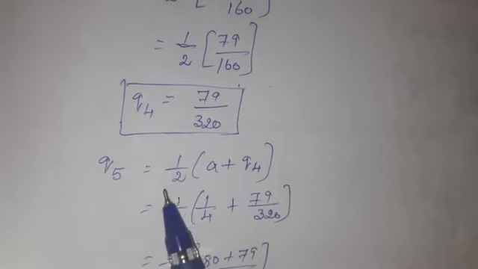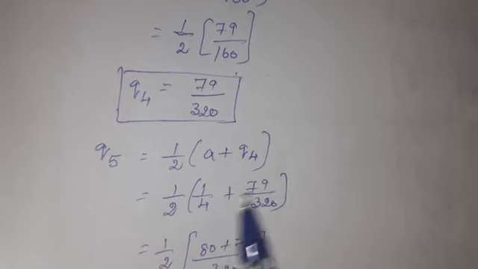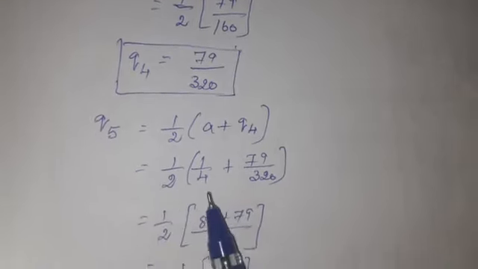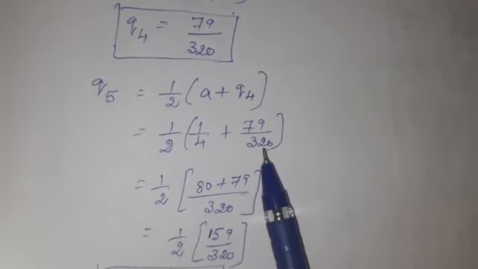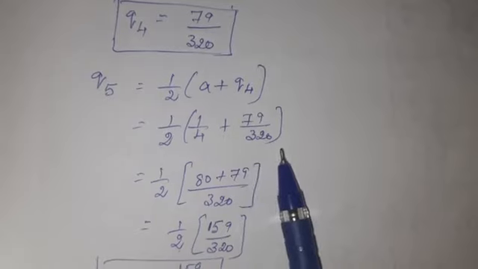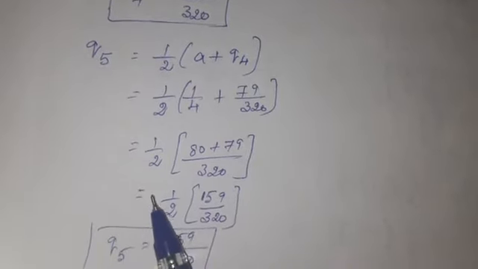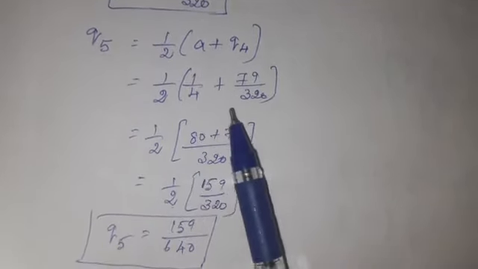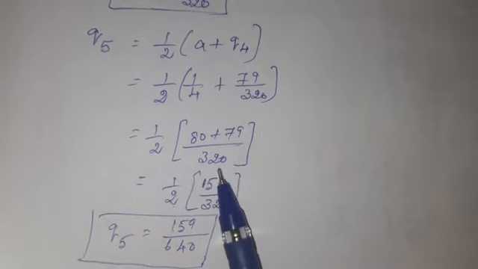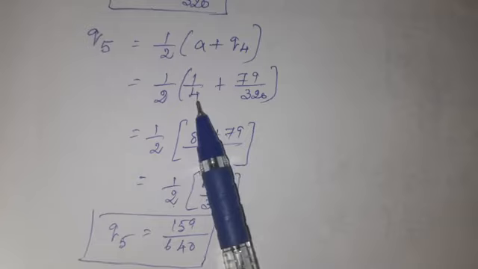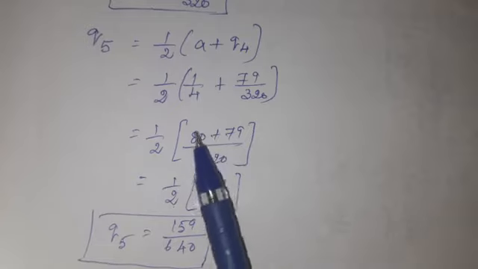Q5 is equal to 1 by 2 into A plus Q4, is equal to 1 by 2 into A value is 1 by 4 plus Q4 value is 79 divided by 320, is equal to 1 by 2 into, take LCM for 4 and 320. LCM is 320. What number can we multiply with 4? You will get 320, that is 80.